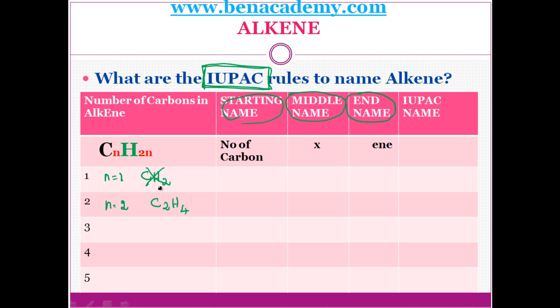So when there are 2 carbons, what is the name? Eth. That we have already learnt. If it is 1, meth; 2, eth; 3, prop; 4, but; 5, pent; 6, hex; 7, hept; 8, oct; 9, non; 10, dec. Already we know this. And for alkene, the middle name according to the IUPAC rule is no middle name.